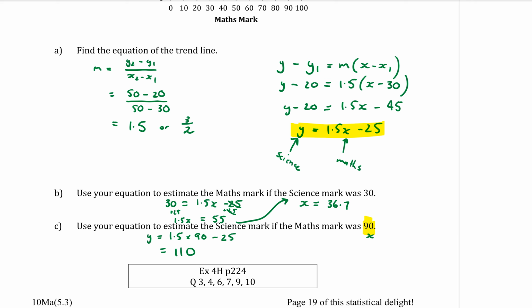Okay? So you will be told in the question whether you need to find the equation and then use the equation to estimate the values, or whether you need to use your graph and just be drawing those little lines on there trying to estimate as best you can.